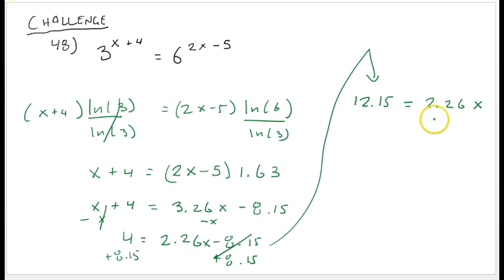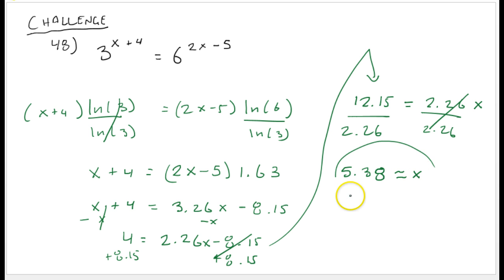So it's 12.15 divided by 2.26. Okay, so when we do that, this cancels. What you do to one side, you always have to do to the other side. You end up with 5.3, approximately 5.38. That's your answer.